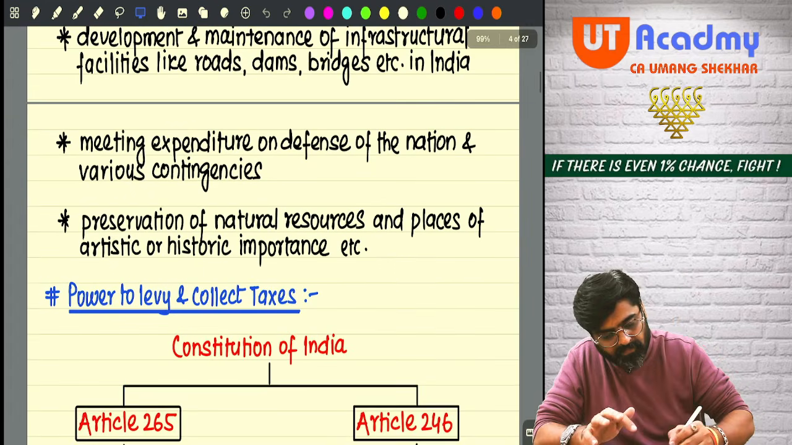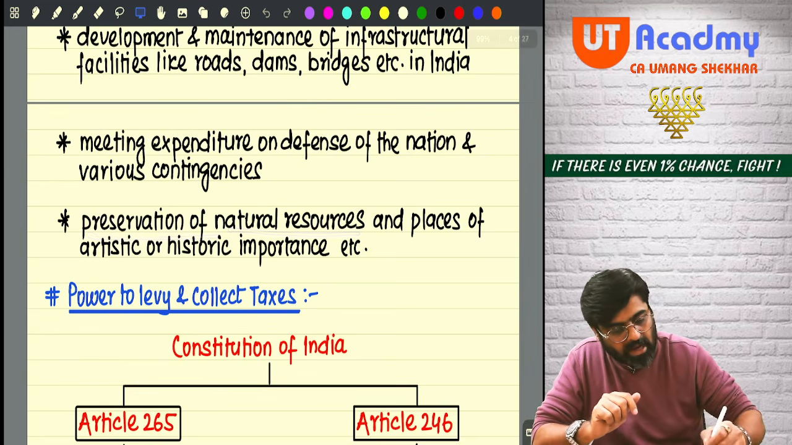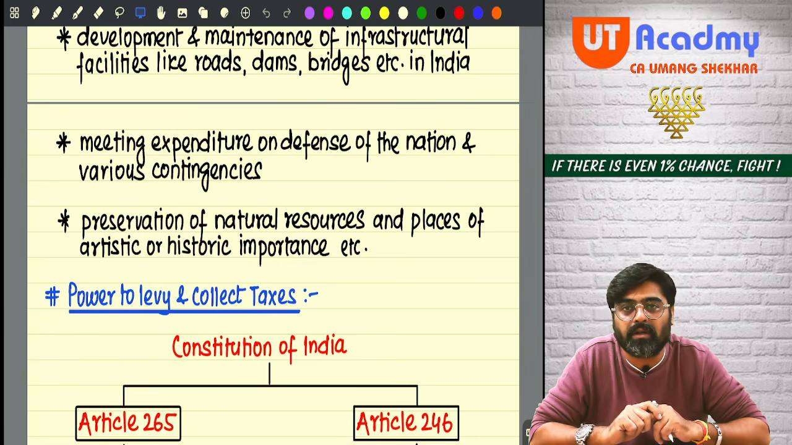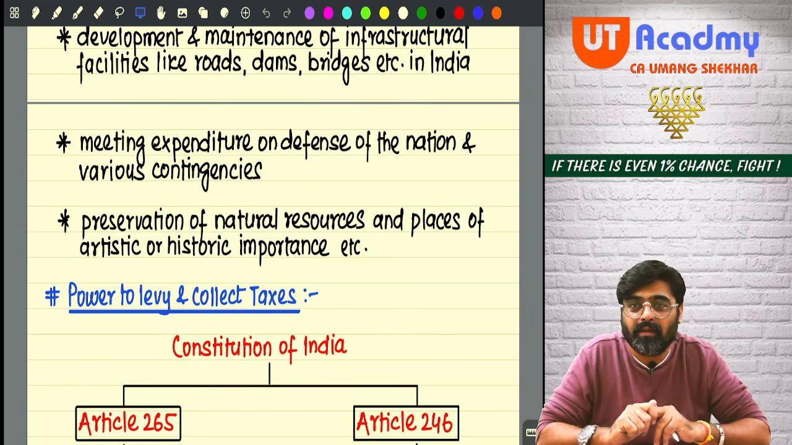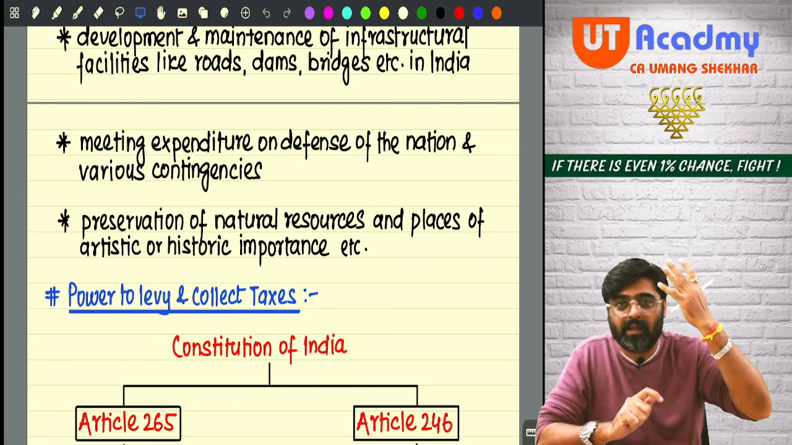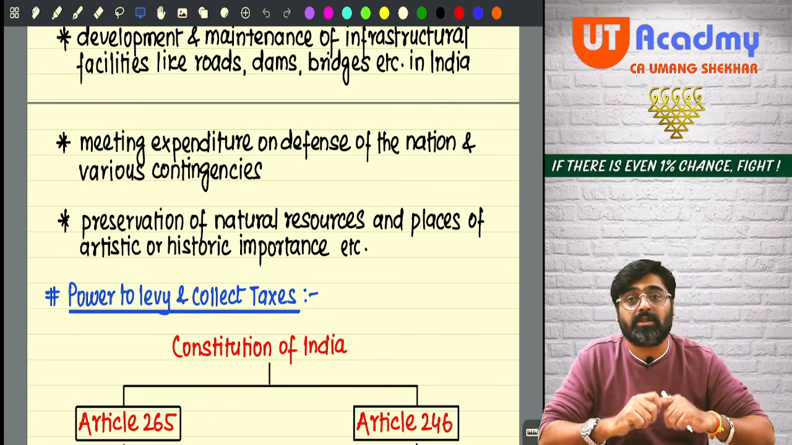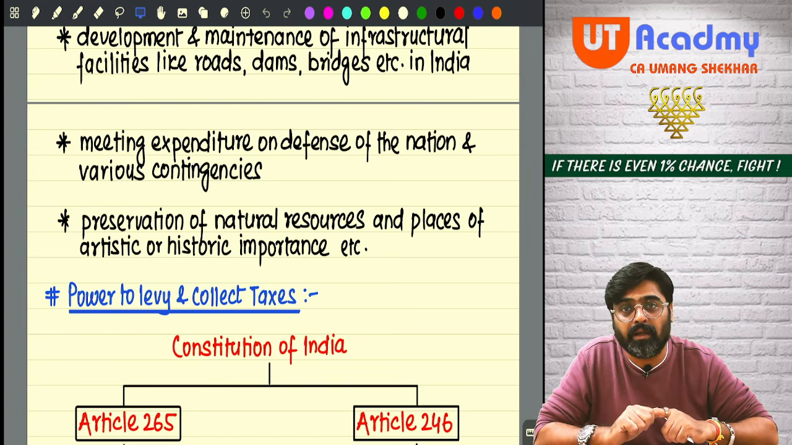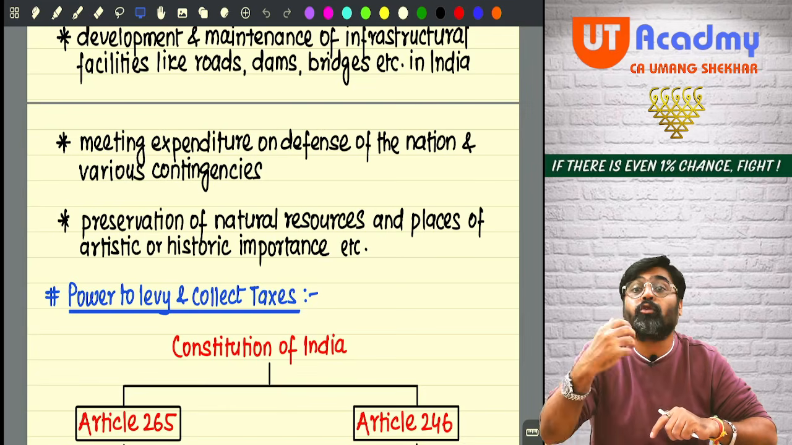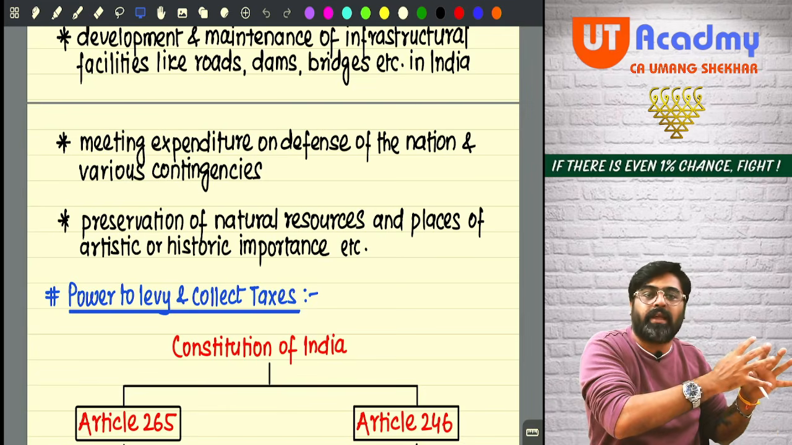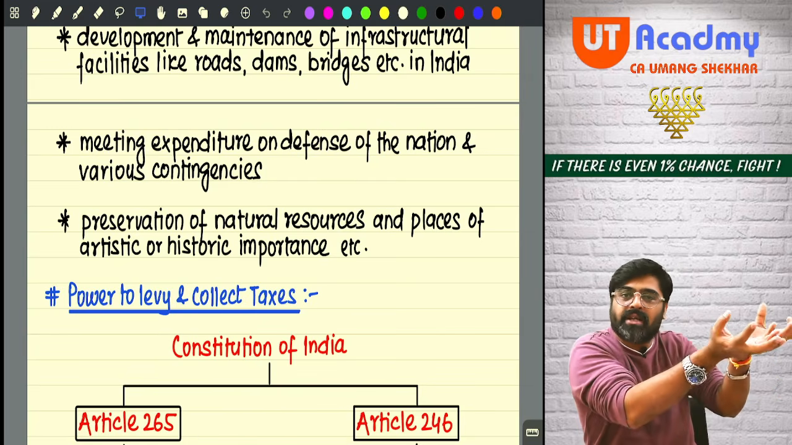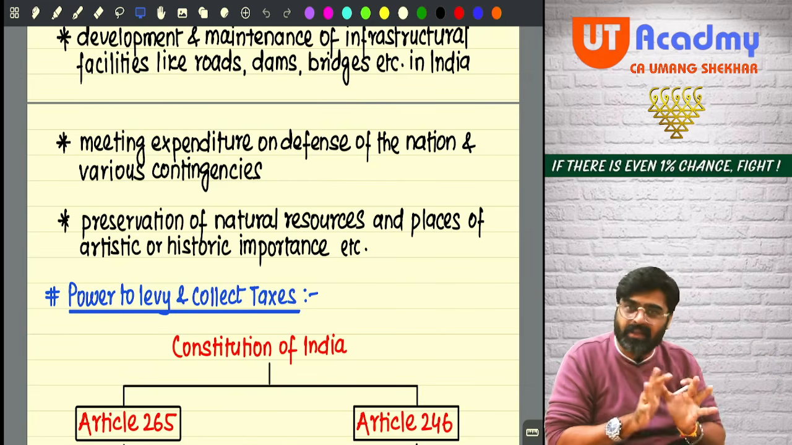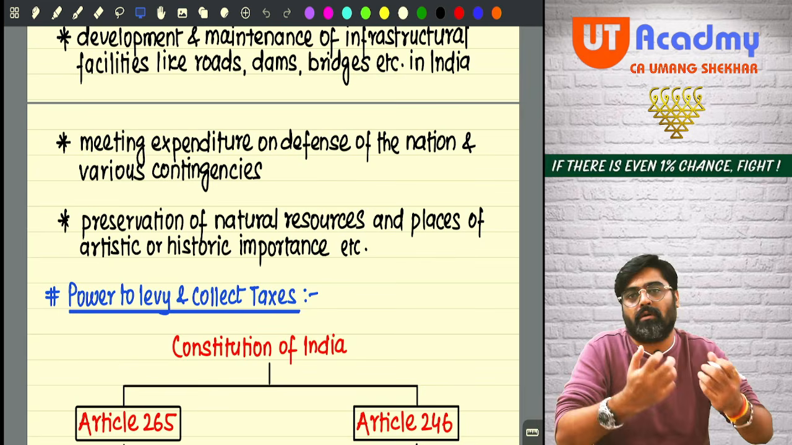Then next will be preservation of natural resources and places of artistic or historic importance, etc. Mahabalipuram, as you said. Okay, then there is Gateway of India. Then there is Taj Mahal, Qutub Minar, Lal Qila. There are many places of artistic and historic importance. Natural resources are also there in India. To preserve them, the government will have to spend money. So the money goes in these areas, but the money to be spent in these areas majorly comes from taxes. And that is the reason why we have to pay taxes to the government.